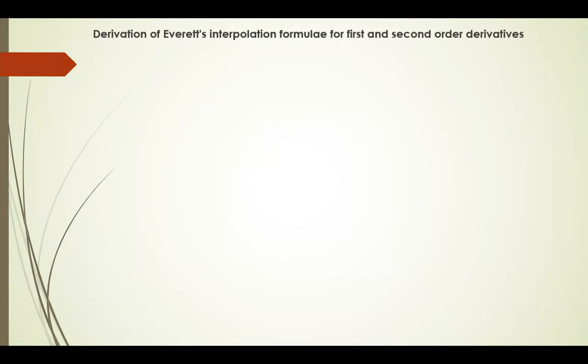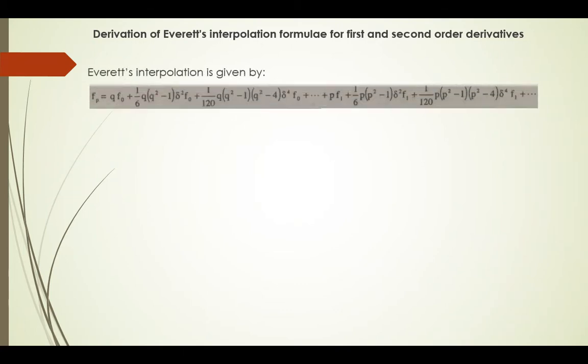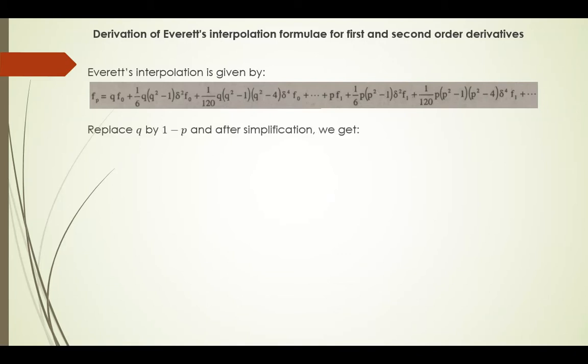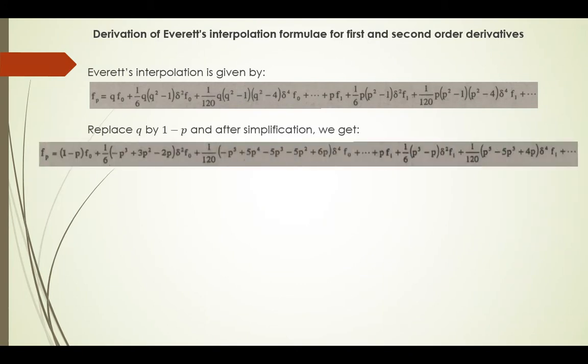The next one is Everett's interpolation formula for first and second derivative. We know from the previous chapter that f(p), Everett's interpolation formula, is this one. There is p in there and q in this formula, and we have studied that q is actually 1 minus p. So replace q by 1 minus p in this formula to get this equation.